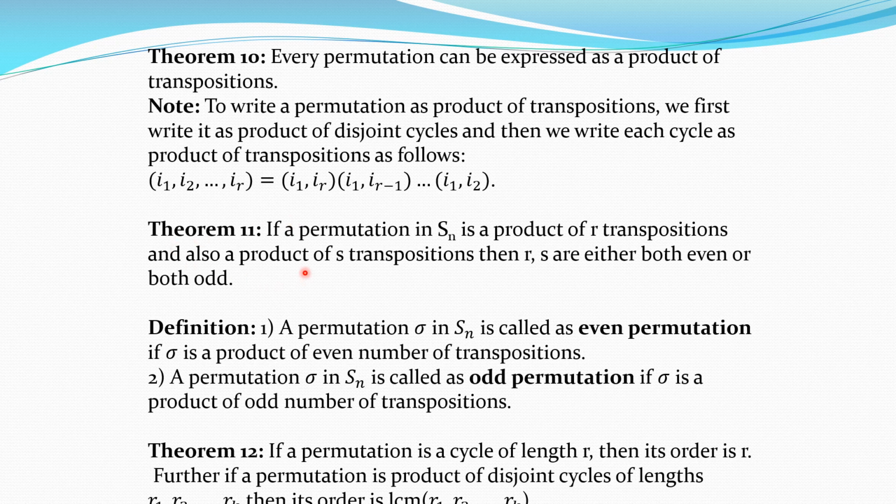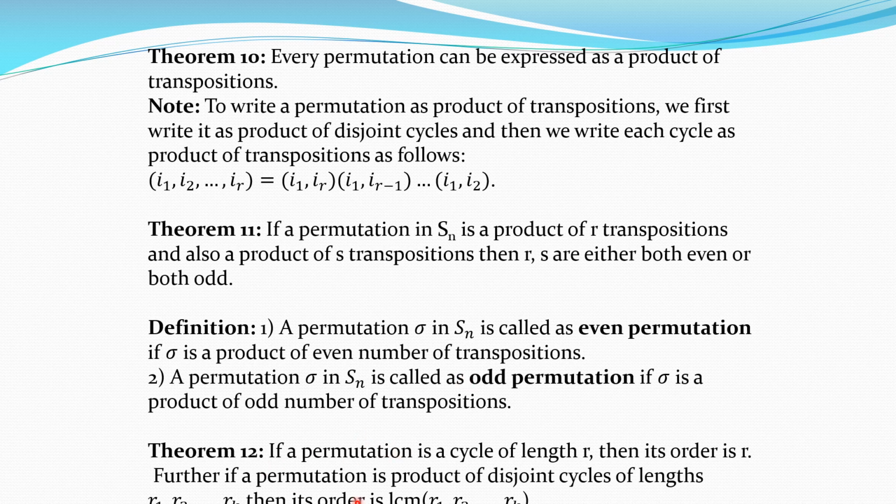If a permutation in Sn is a product of r transpositions and also a product of s transpositions, then r and s are either both even or both odd. Now what is the meaning of even and odd permutation? A permutation sigma in Sn is called an even permutation if sigma is a product of an even number of transpositions. So if it is possible to write sigma as a product of an even number of transpositions, meaning 2, 4, 6, 8 like that, then it is an even permutation. And if sigma is a product of an odd number of transpositions, then it is an odd permutation.